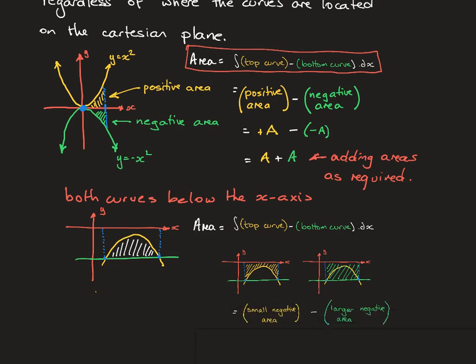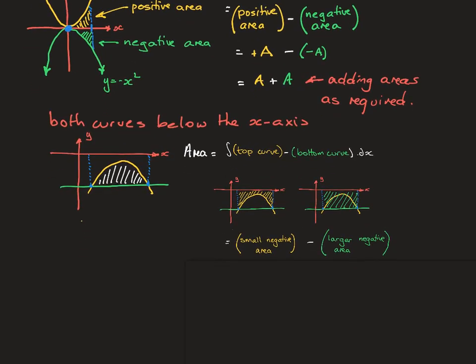Okay, so the yellow area I'm going to call a small negative area. And then you've got to take away the bottom curve, the integral of the bottom curve, which is a larger negative area. And so you can see where this is going, can't you? So we're going to do a negative small value, minus a negative large value.